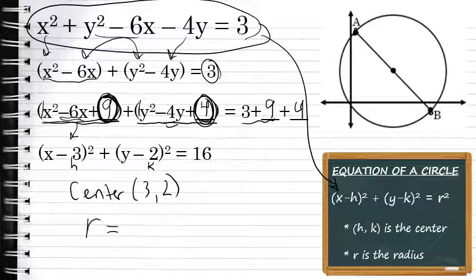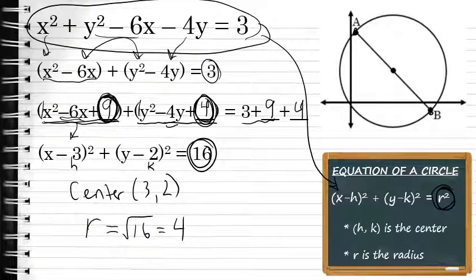In our equation, the number on the right side is 16, which represents r squared. So that means the radius would be the square root of 16, or 4. The distance from the center of the circle to point A and the center of the circle to point B is 4. And the shortest distance from point A to point B, the diameter of the circle, is 8.